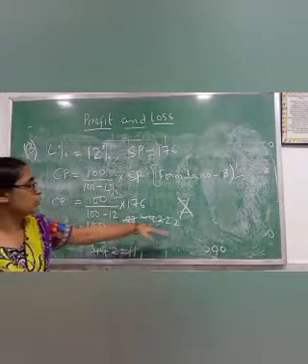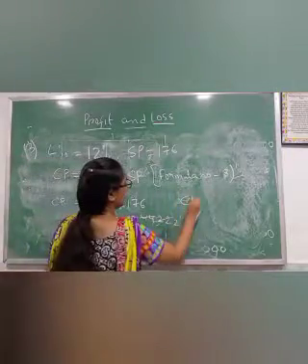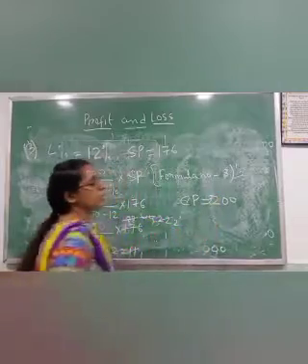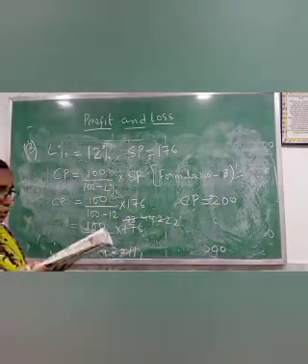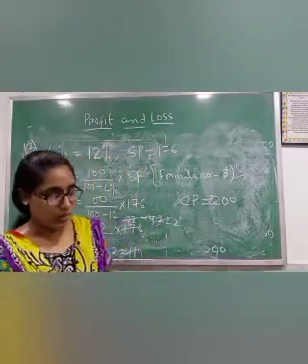So we have 100 into 2. 100 into 2 means 200. So CP we are getting 200. You can write the answer in a statement. So you will write, he has bought the clock at rupees 200. Okay, write this one.